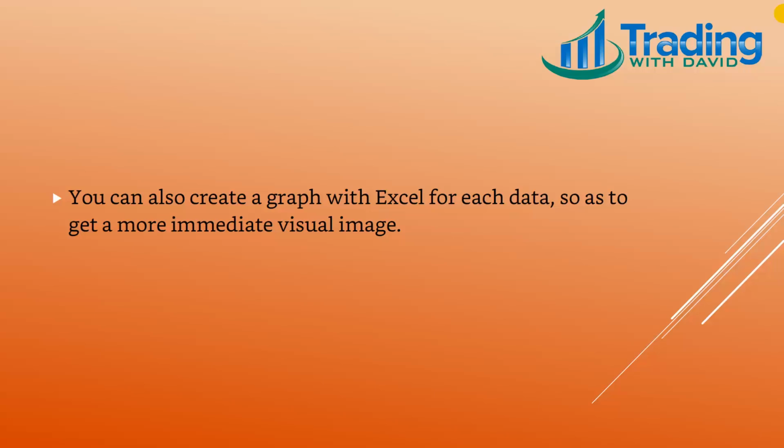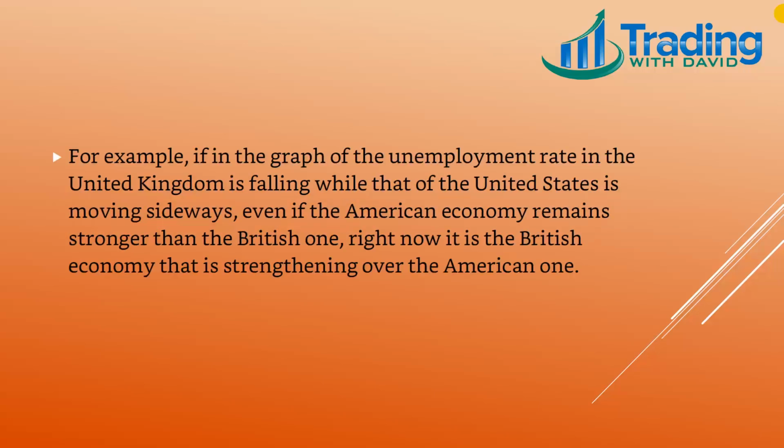For example, if the graph of the unemployment rate in the United Kingdom is falling, while that of the United States is moving sideways, even if the American economy remains stronger than the British one, right now it's the British economy that is strengthening over the American one.